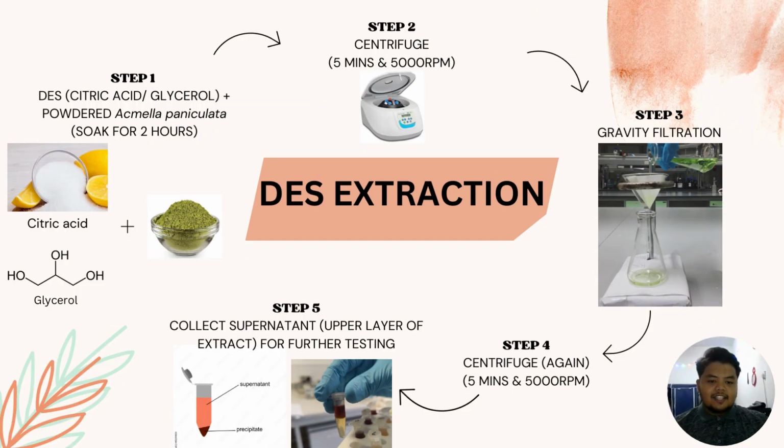The next method is the DES extraction. This extraction is much easier and simpler compared to the Soxhlet extraction. The first step is soaking the powdered Acmella paniculata for 2 hours in DES with citric acid or glycerol. Then for the second step, we centrifuge for 5 minutes at 5000 RPM. Then we let it go through gravity filtration for the third step. And for the fourth step, we centrifuge again for 5 minutes at 5000 RPM. And for the last step, we collect the supernatant, the upper layer of the extract, for further testing.